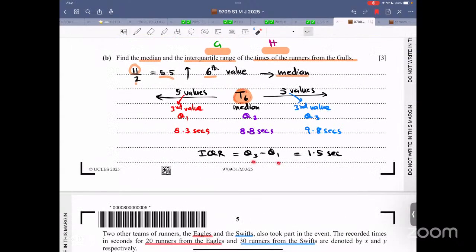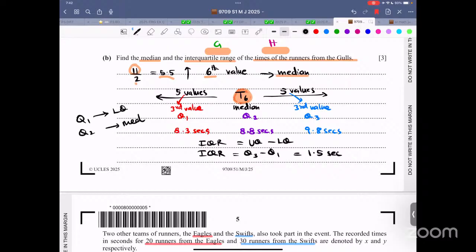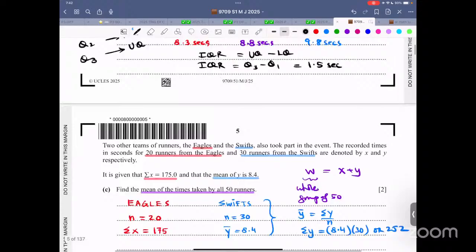Upper quartile minus lower quartile. Let me also write it like this. Interquartile range is upper quartile minus lower quartile. That comes out to be this. Q1 is the symbol that we use for lower quartile. Q2 is the symbol that we use for median. Q3 is the symbol that we use for upper quartile. And that is how this is calculated.